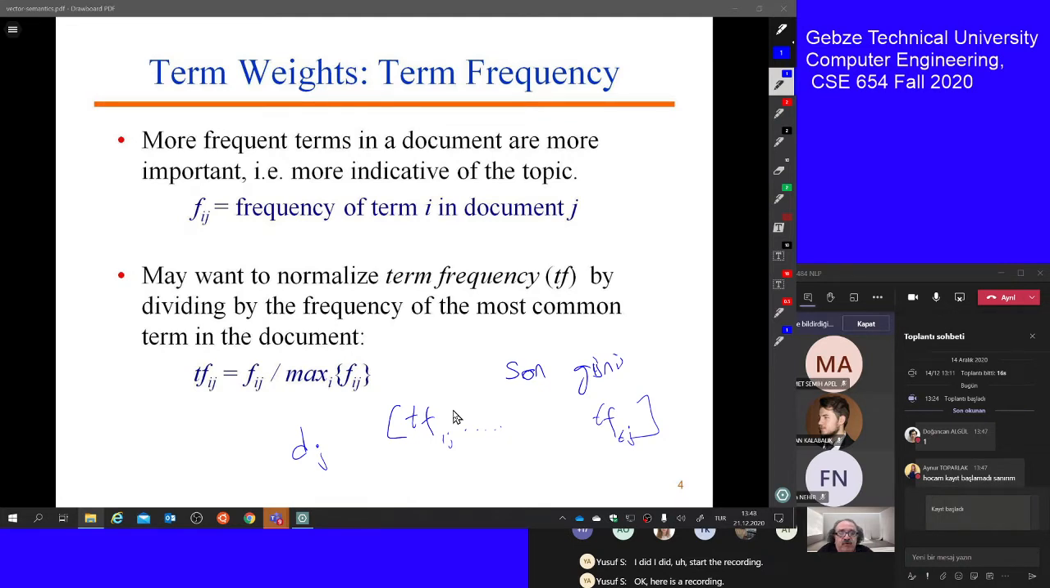Okay, 1 would be the largest. Why? Because I am normalizing it with the maximum one. And so the one that corresponds to the maximum frequency will be 1. All the others... What would be the smallest one?